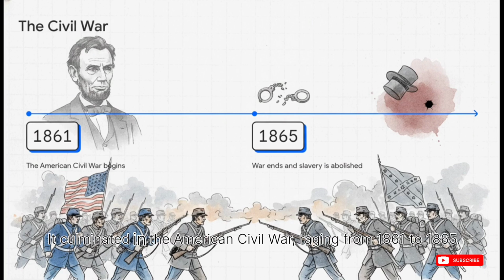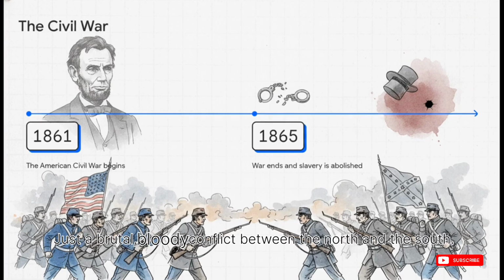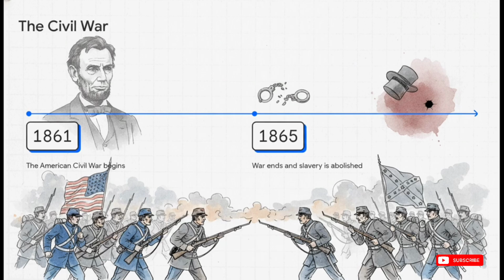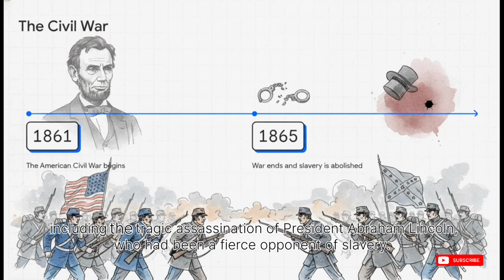It culminated in the American Civil War, raging from 1861 to 1865, just a brutal, bloody conflict between the North and the South. Ultimately, the war ended in 1865, and slavery was officially abolished. However, that victory came at an incredibly massive cost, including the tragic assassination of President Abraham Lincoln, who had been a fierce opponent of slavery.